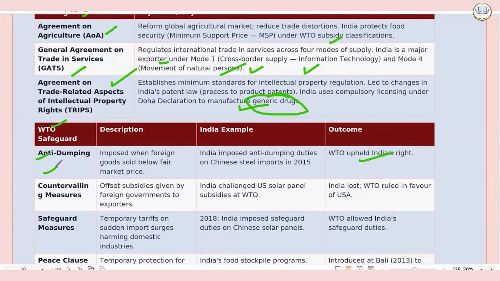Previously, anti-dumping is imposed when, say for example, the fair price is 100 and they are selling it at 90 rupees, dumping in a different country. It's a kind of predatory pricing. So that first they kill the competition and then they rule it. You must have seen it happening in India, right? China does it most often.